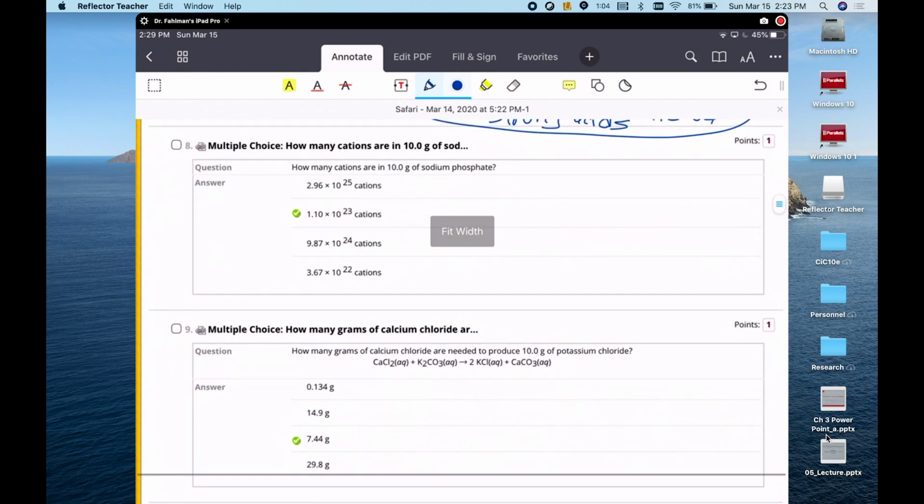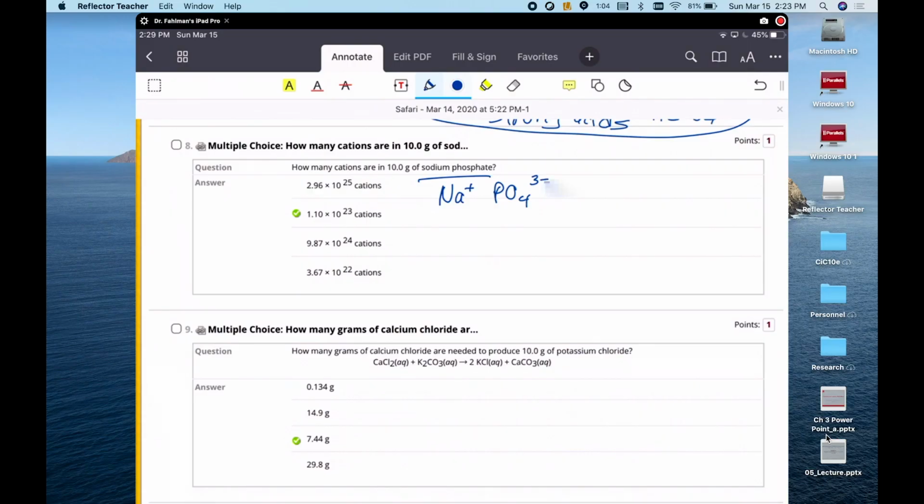This is a tricky question. How many cations are in 10 grams of sodium phosphate? It's tricky because you have to first know what the formula is. So sodium phosphate, if you have sodium and phosphate, you have to remember phosphate has a 3- charge. And that means this formula is this. And then if you have 10 grams, you have to convert it into moles first.